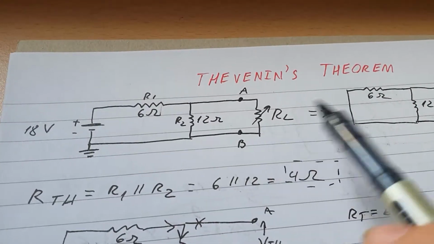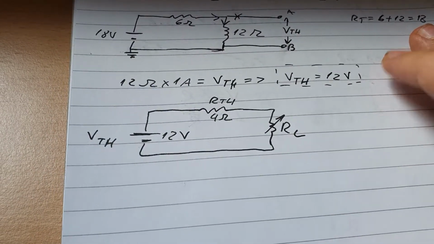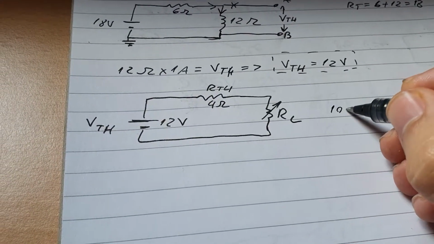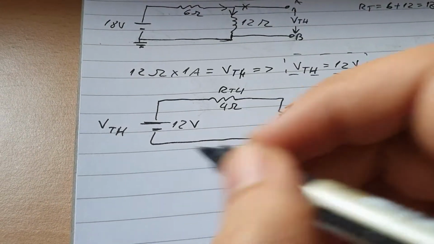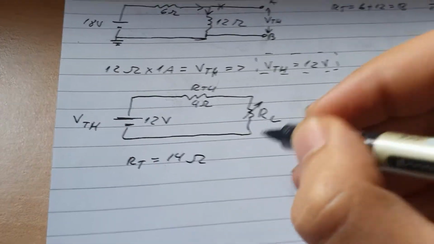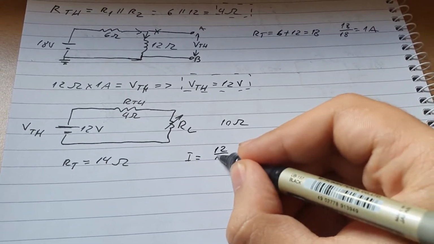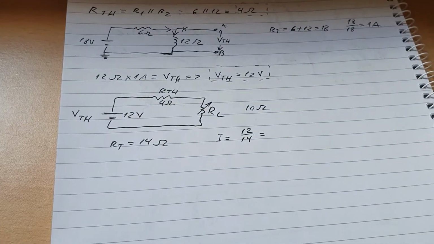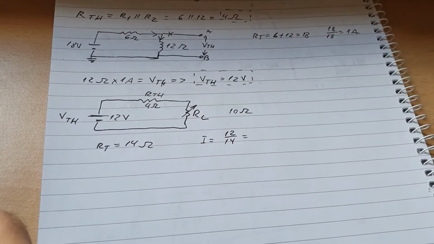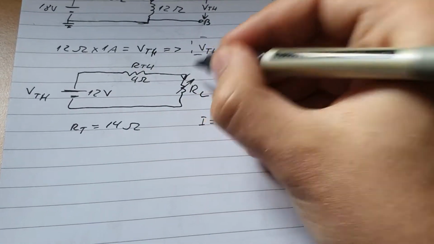The idea is that Thevenin's theorem is good at discovering the values of one resistor and building around it. For example, if we made RL 10 ohms, then our total RT will be 14 ohms, and then the current will be equal to 12 over 14, which is 0.86 amps.